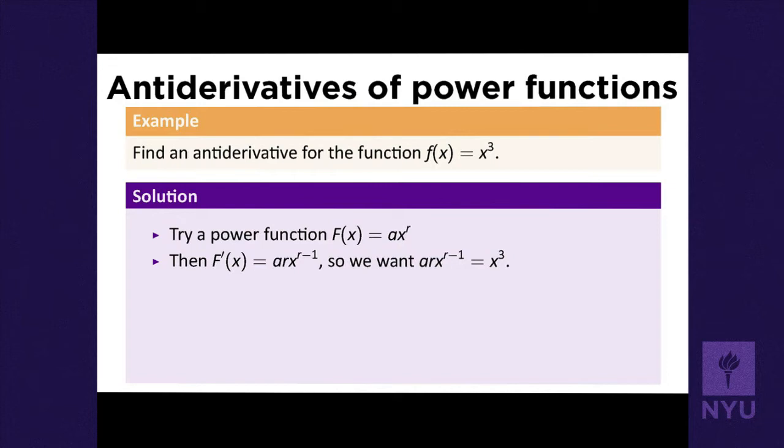Form constant times x to the power, okay? And whatever those constants are, the derivative will be a times r times x to the r minus 1. And what we want is for the derivative of capital F to be equal to little f. So what we want is a times r times x to the r minus 1 equals x to the third.